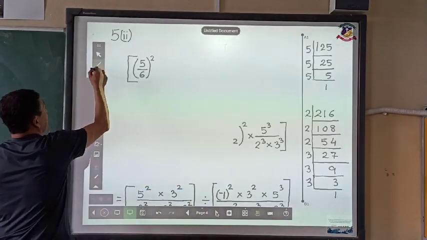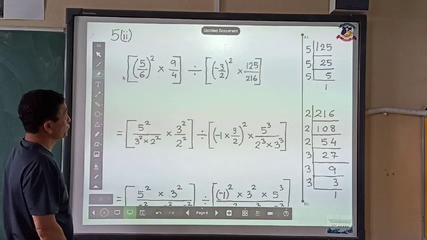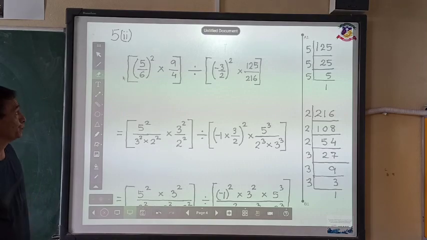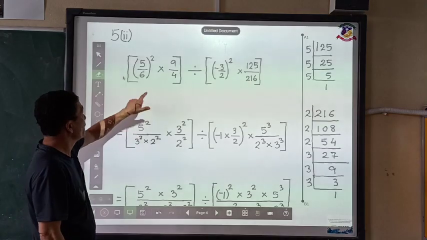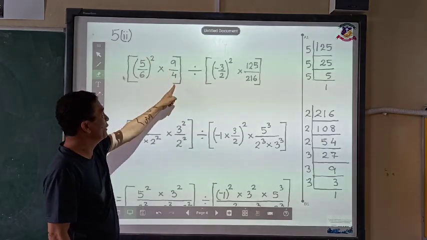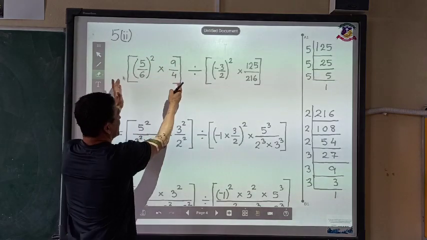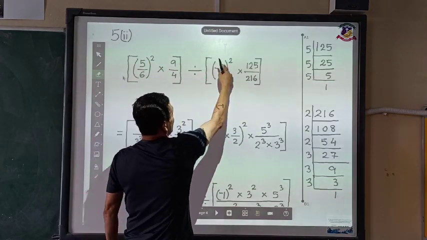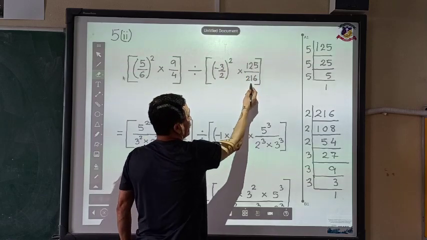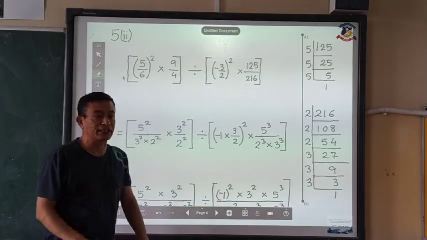One more sum. That's your question number 5, number 2. The question is 5 upon 6 whole square multiplied by 9 upon 4. Now the whole thing is divided by negative 3 upon 2 whole square multiplied by 125 upon 216.